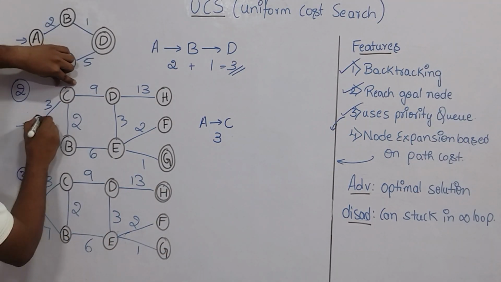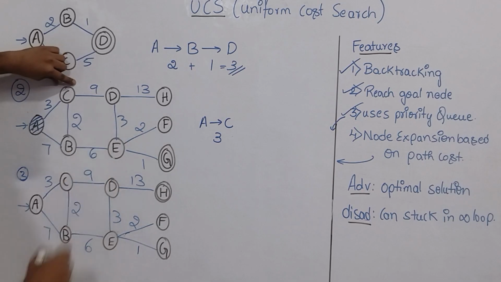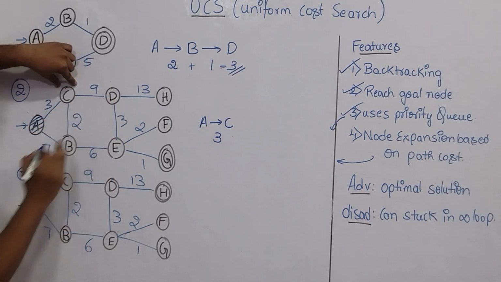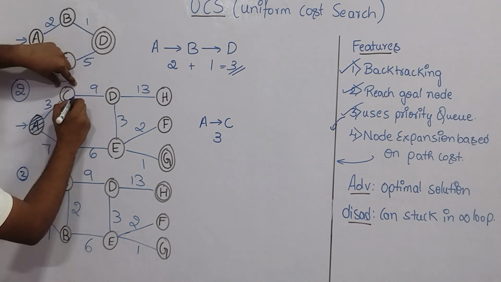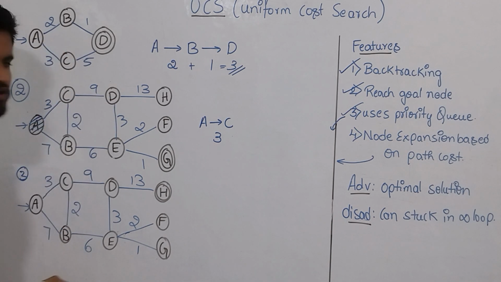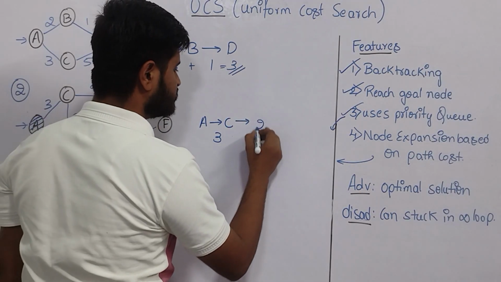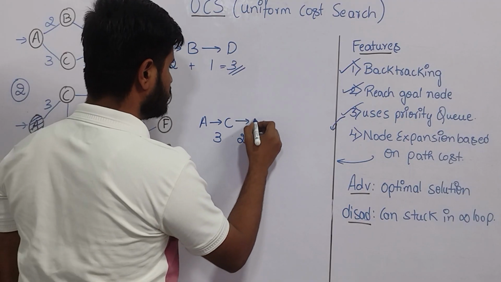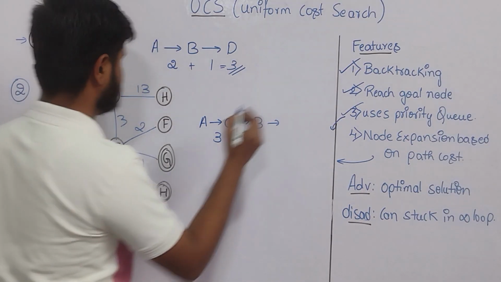Now from C I can't go back to A because A is already traveled. From C I can go to D, or from C I can go to B. So the cost of moving from C to D is 9. From C to B it is 2. So I will choose the least cost, which is 2. That is, the cost of the path is 2. From C I will be moving to B.